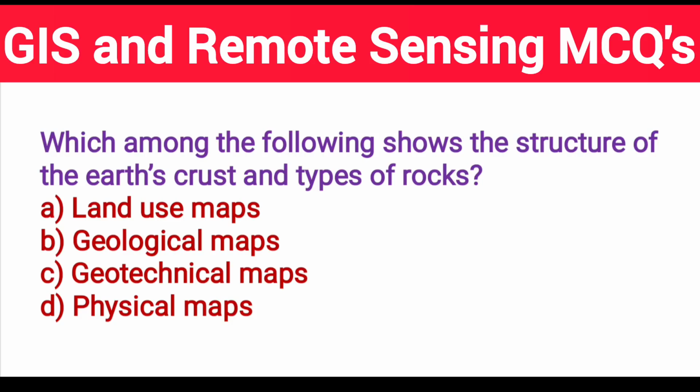Today we are going to see the problem related with geographic information system. So the first question, which among the following shows the structure of the earth crust and types of rocks? Option A, land use maps. Option B, geological maps. Option C, geotechnical maps. Option D, physical maps. So the correct answer is option B, geological maps.